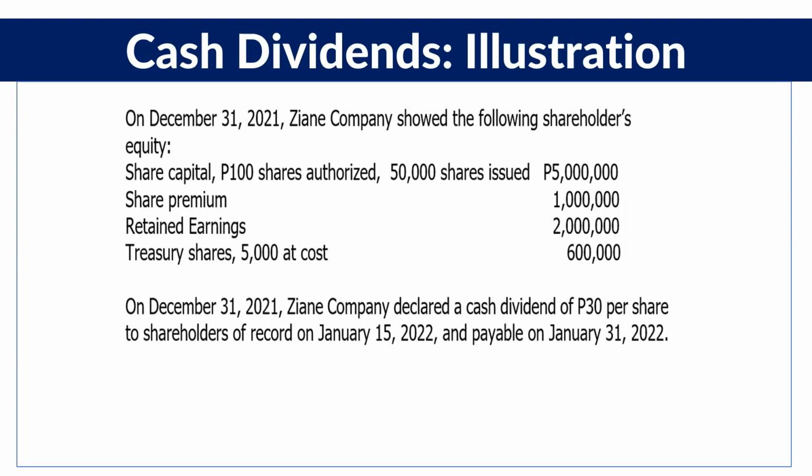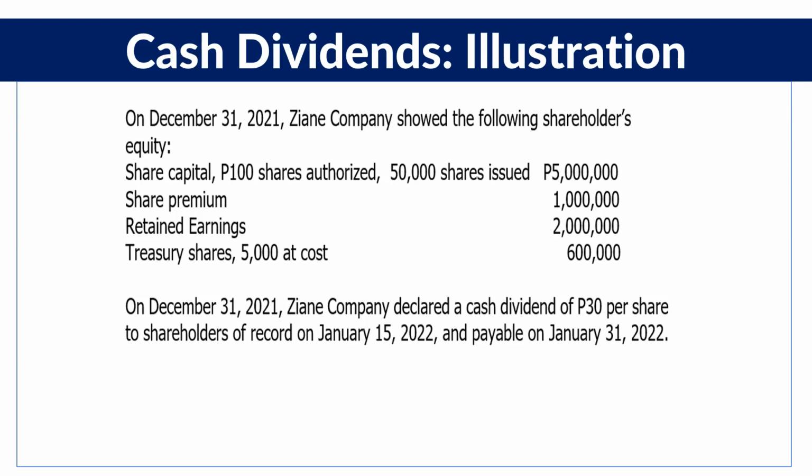So in that case, class, take note that only issued and outstanding shares can receive dividends, or whatever type or form of dividend that is. So the requirement is that only the issued and outstanding shares can receive.